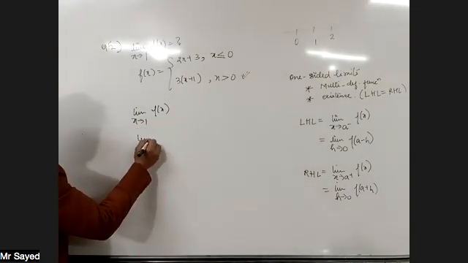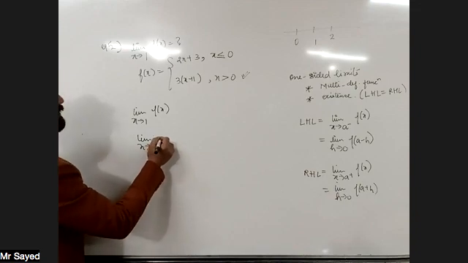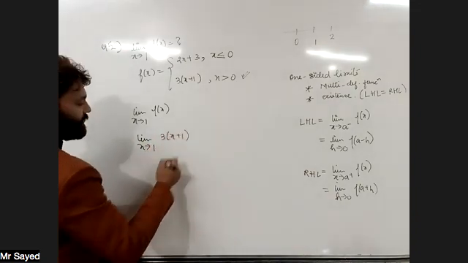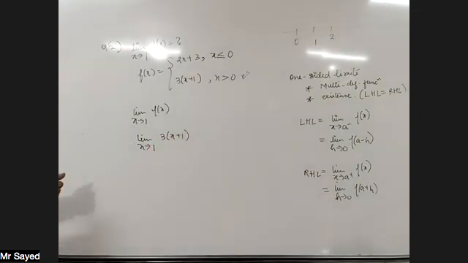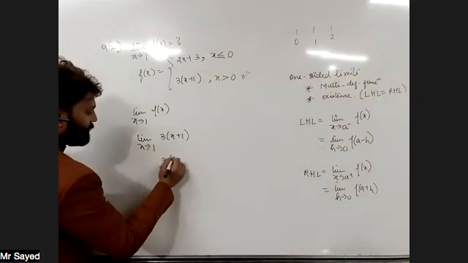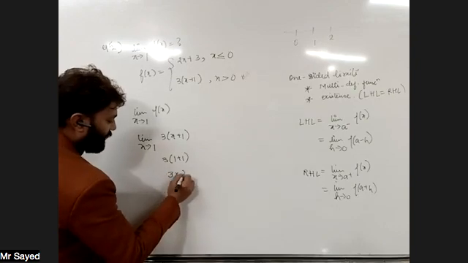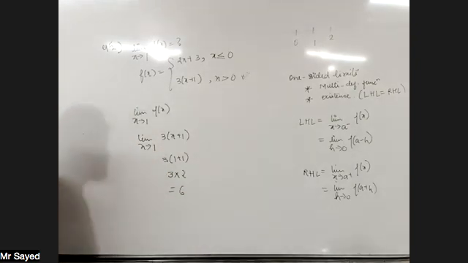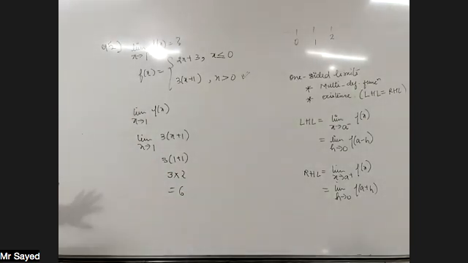So, this will be limit x tending to 1, 3 into (x plus 1). Straight away, because the form is not 0 upon 0, we can directly put the value of the limit. So, this will be 3 into (1 plus 1), 3 into 2 equal to 6. This is the value of the limit, as simple as this. Unlike the example that they have done, they are solving left hand limit and right hand limit, which is not exactly required.